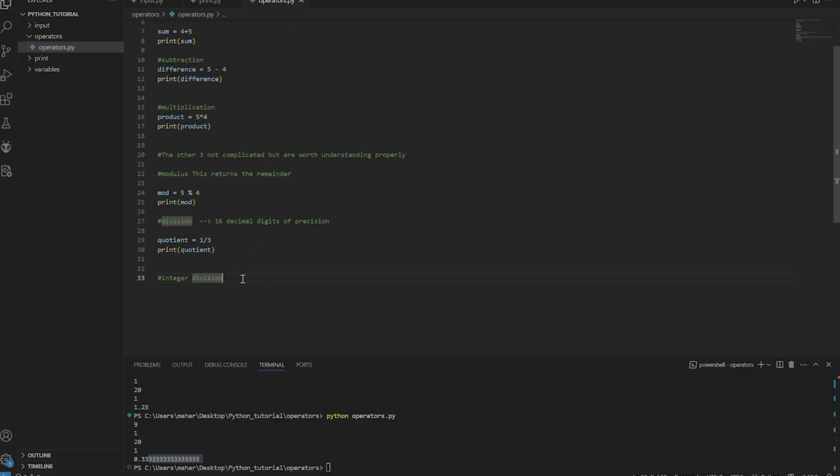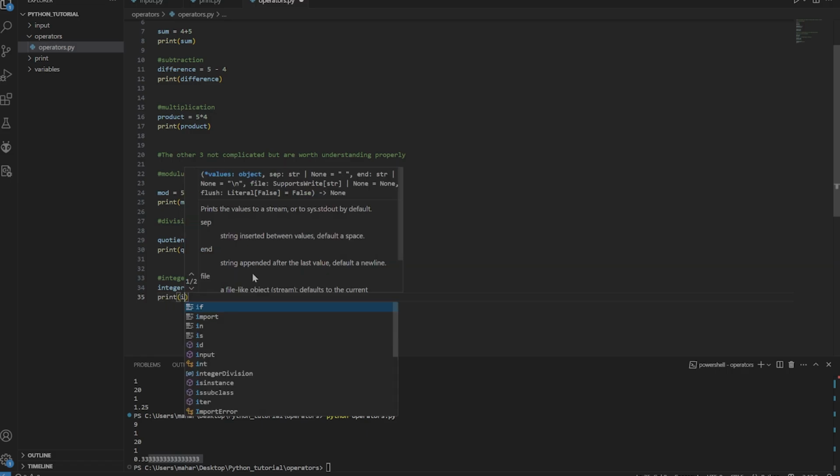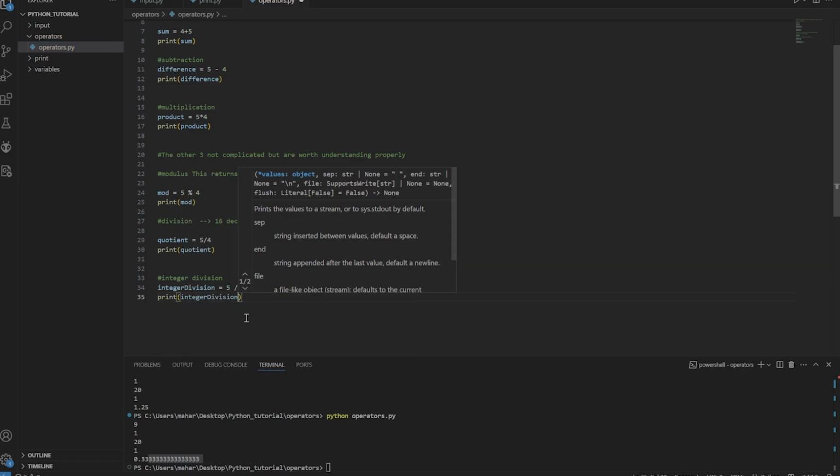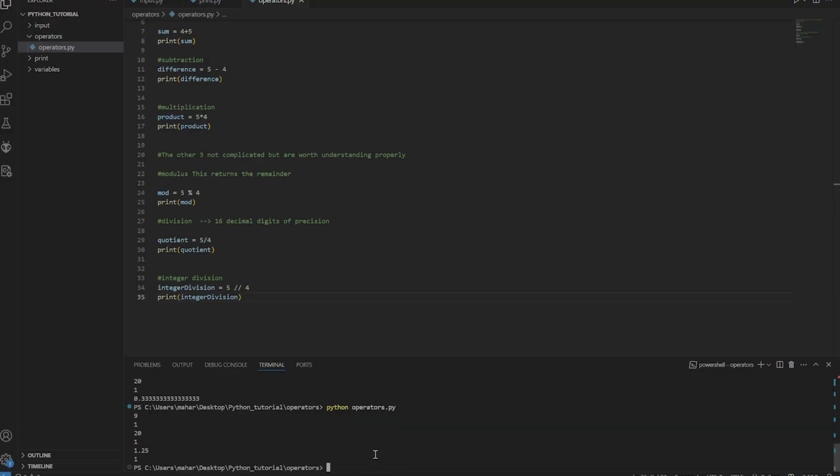Next, we have something called integer division. Let's put this back to 5 divided by 4. Remember, this has an answer of 1.25. Now let's do integer division. So integer division is equal to 5 double slash 4. And I'll print integer division. Alright, my answer is 1. Because 5 divided by 4 leaves a whole number of 1 and the remainder of 1.25.